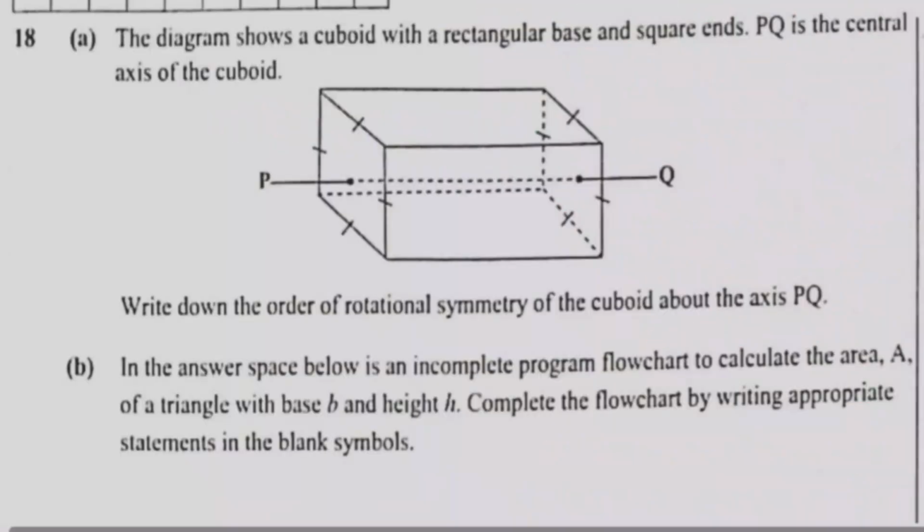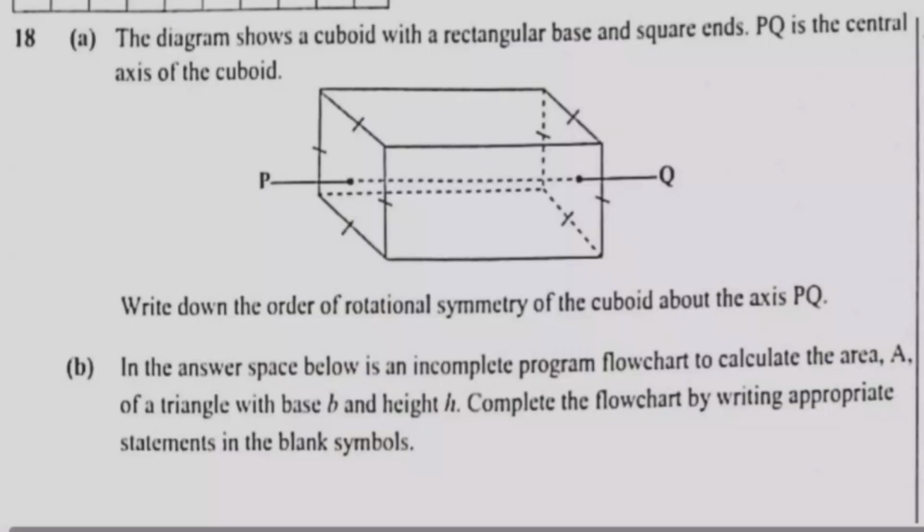Okay, we come to question 18a. Question 18a is as follows. The diagram shows a cuboid with a rectangular base and square ends. PQ is the central axis of the cuboid. So you can take time and study the diagram. Okay, now once we've studied the diagram, we can go to the actual question, which is: write down the order of rotational symmetry of the cuboid about the axis PQ.